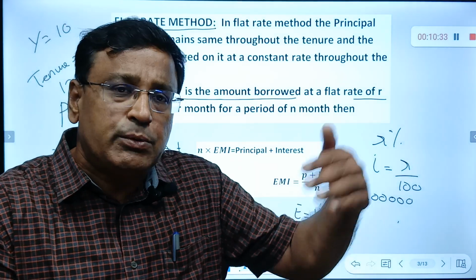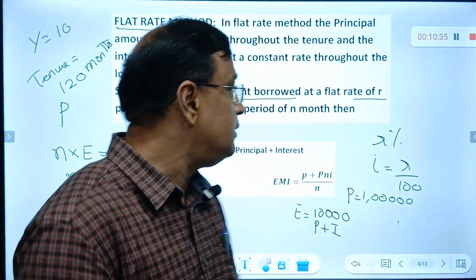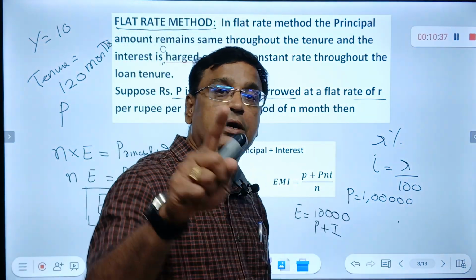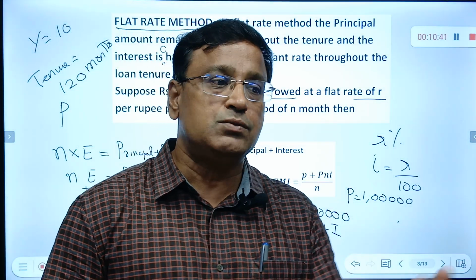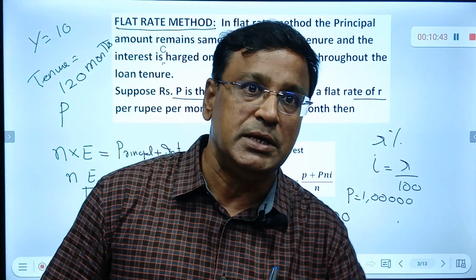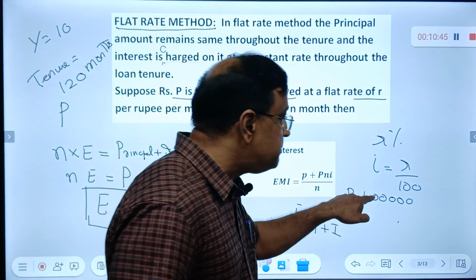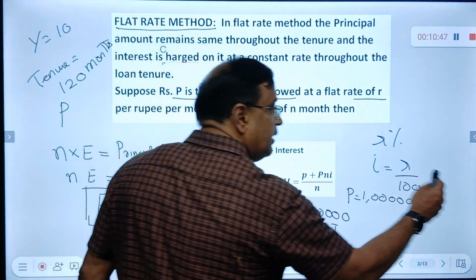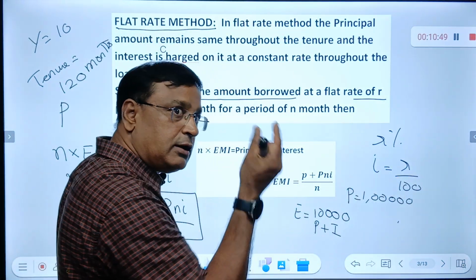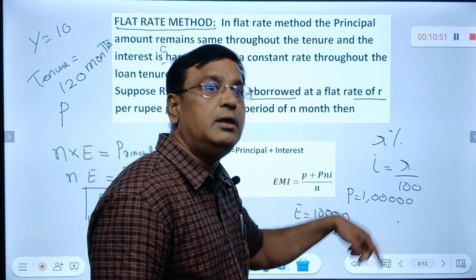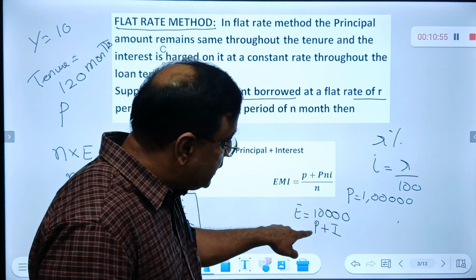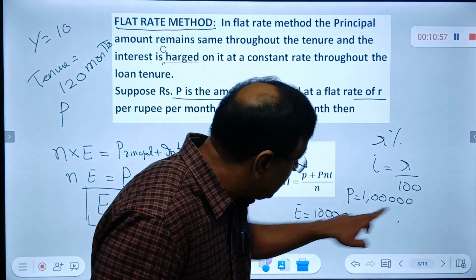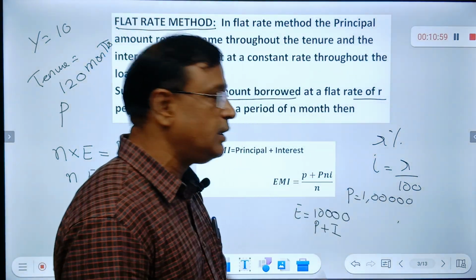Then subsequently they keep on doing it until your principal final value becomes 0. Then your loan is completed. This is what you call the reducing balance method, because your principal keeps decreasing. After every EMI, you take the principal part of that EMI and subtract it from the previous principal. If it is 1 lakh, for the next month it will be 1 lakh minus something. I don't know what it is, we'll come to that later.